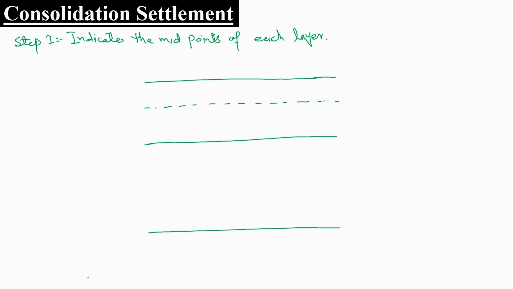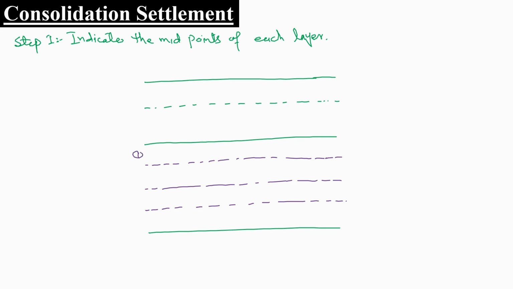So now we have to divide this clay layer into further layers, four layers. Let us say this is sublayer number 1, this is sublayer number 2, and this line divides the sublayer number 3 and 4. So right here 1, 2, 3, and 4.